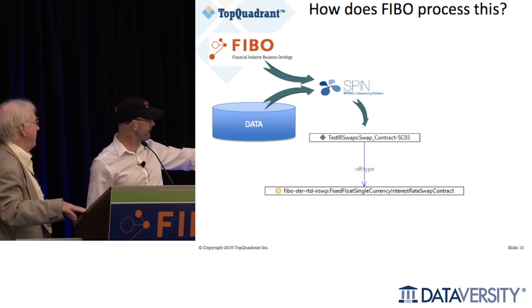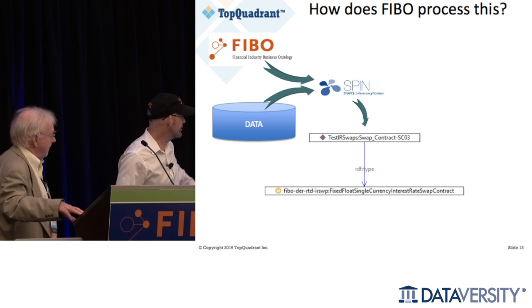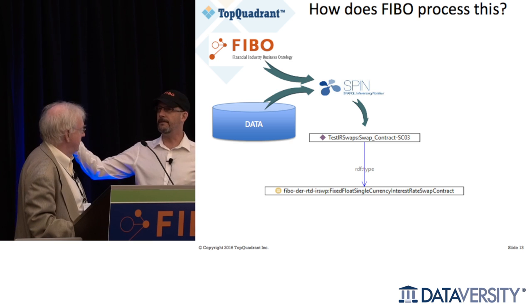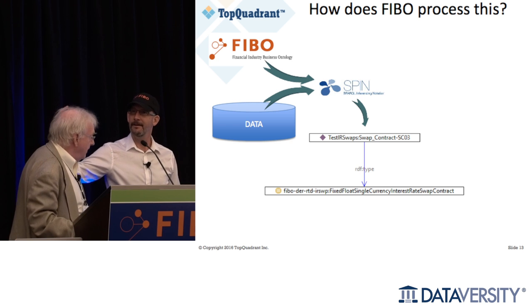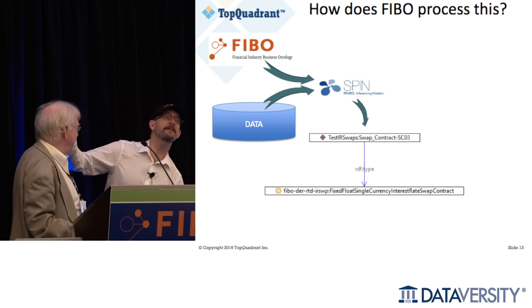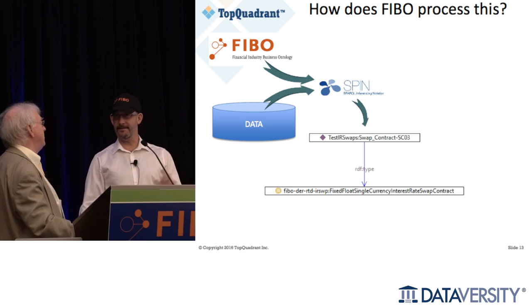Now, here's the key point. If we look down at the bottom here, fixed float single currency interest rate swap contract. Ralph, do you have that in your vocabulary? Well, I have it. It's cross currency. I don't have fixed and floating. But this is a floating. New one. Yeah. So I need to put that back now.